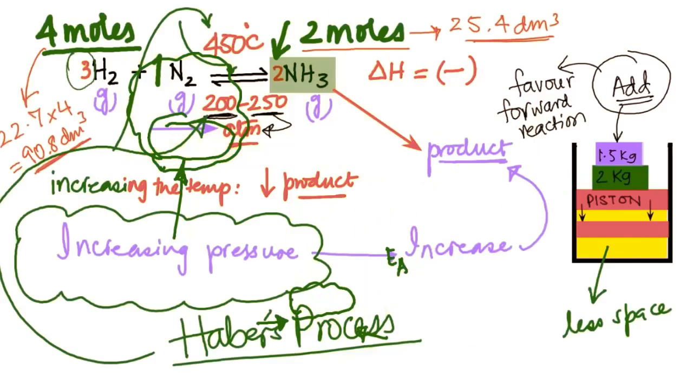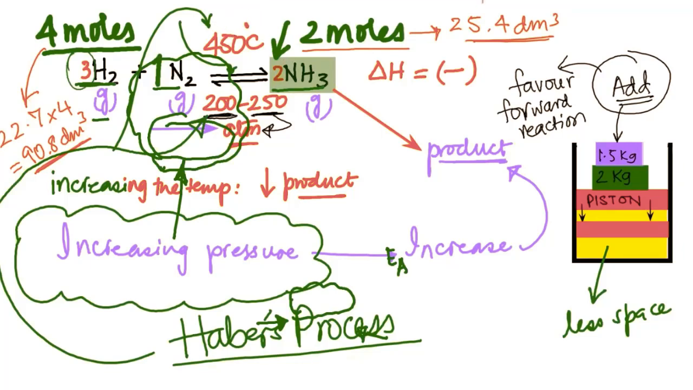On this particular board, we are going to look into the Haber process. In the Haber process, 3 moles of hydrogen gas react with 1 mole of nitrogen, which is also in the gaseous state, making 2 moles of ammonia. The ideal temperature for this is around 450 degrees Celsius.